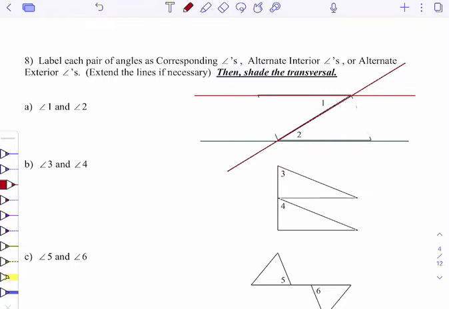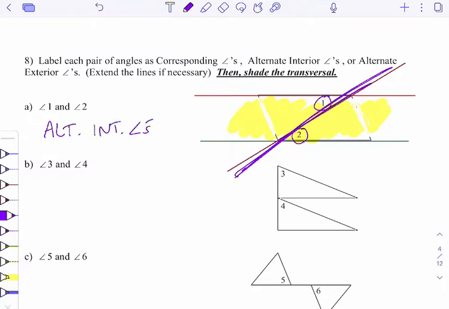Alternate interior, okay. Between these lines is the interior. Alternate means different sides of the transversal. The transversal is the line that hits both. So let's write this down. Don't draw anything on your diagram yet. Alternate interior angles. You could abbreviate it like that. Alternate interior angles. Now let me erase a lot of this.